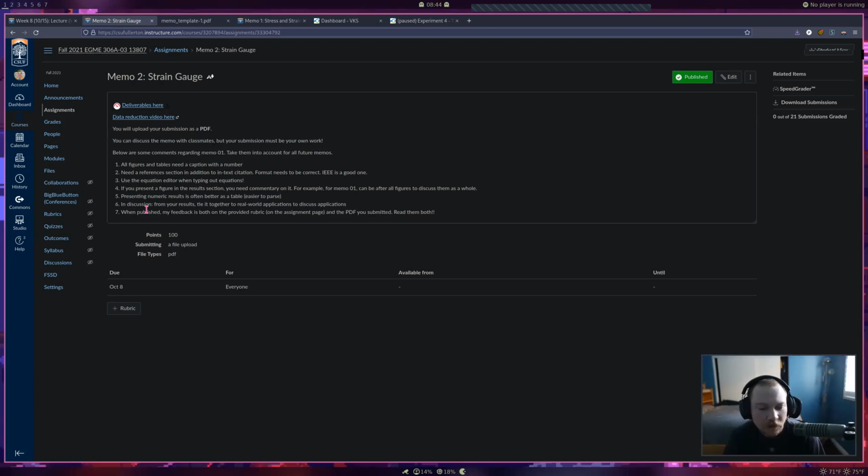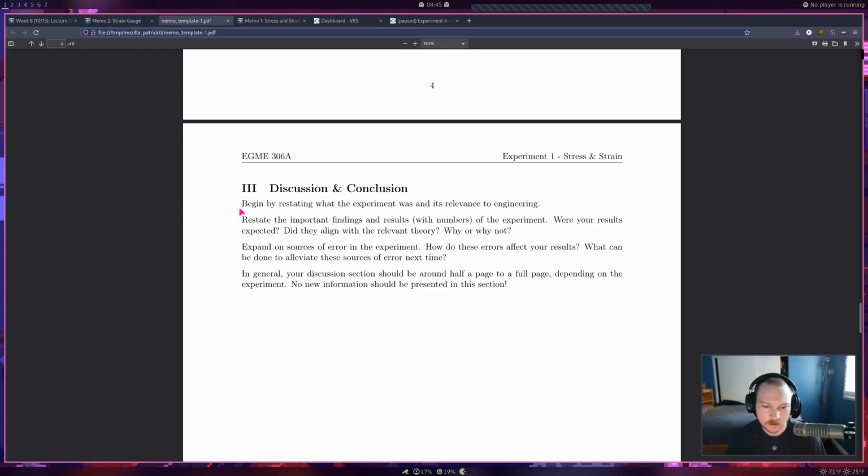And then in your discussion, from the results, you want to tie it to real world applications. If we go down here in the memo section, you'll see the first thing that you should do is begin by restating the experiment. That's just a brief restating. So for the first memo, it would be, we did a tensile test to look at the material properties for 1018 steel, 1045 steel, and aluminum 6061 T6. And then you would explain the relevance to engineering, the real world application. Emphasize that this was a tensile test and its importance, and maybe give an example for a scenario where tension is important.